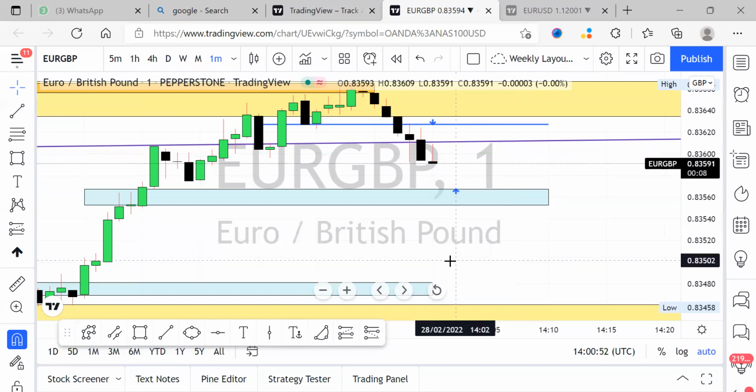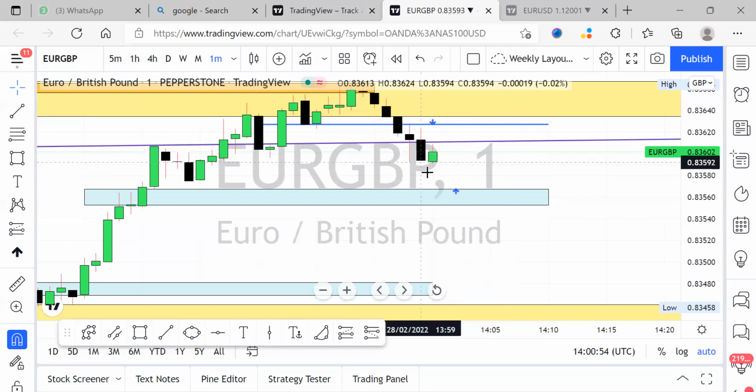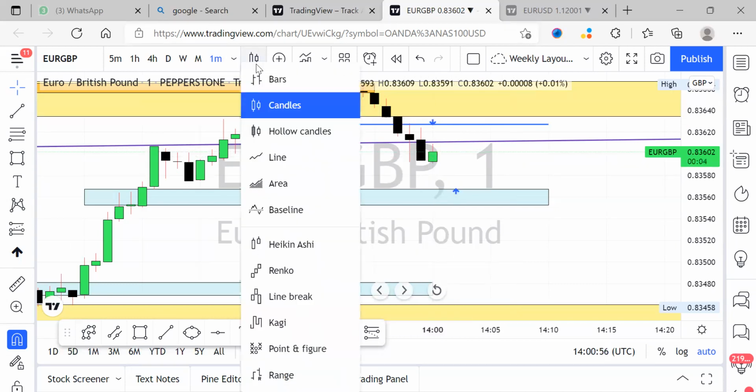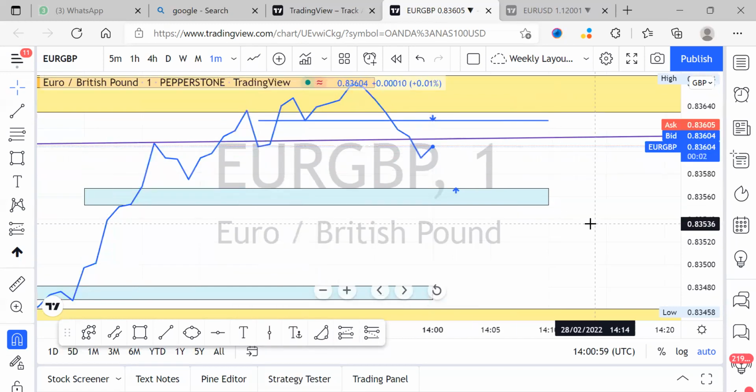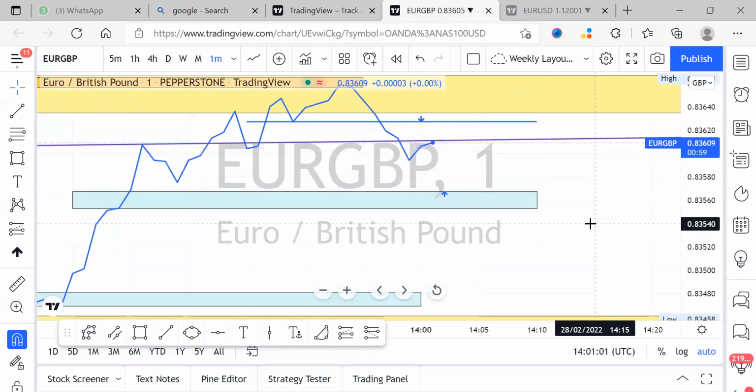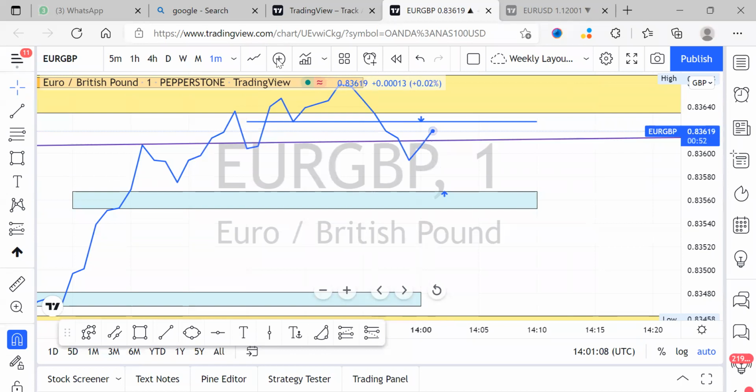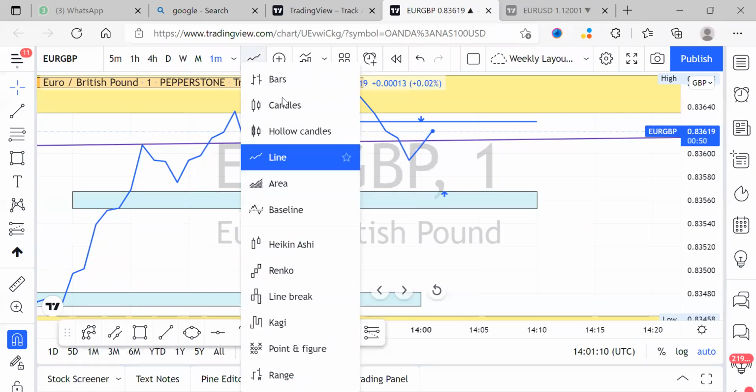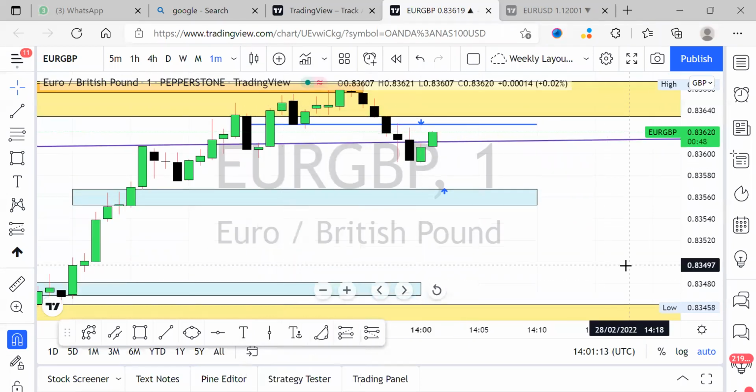Let's see what happens. These rejections are really showing you very good signs as well. So if I now change this to a line chart, the line chart is now going back in, but it hasn't touched my blue line. Now probably would, because again, rejection. But look how it does that. It probably would. That trade has taken me out.